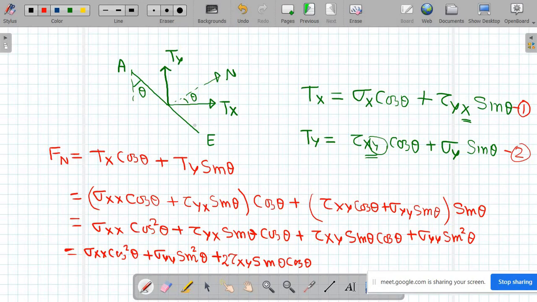So now what I can say, this Fn I can write like that, sigma n means normal stress. So here our normal direction is x dash direction. So I can write sigma x dash is equal to stress x cos square theta plus stress y sin square theta plus 2 shear stress sin theta cos theta.